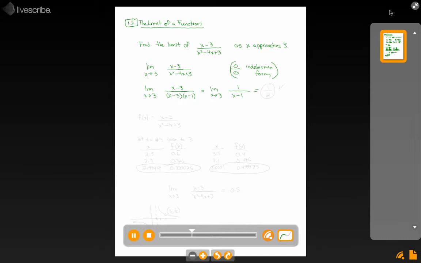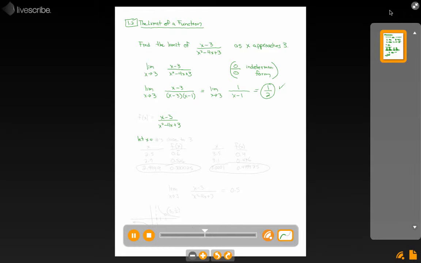Now, if my function was 1 over x minus 1 to begin with, I could have just put 3 in right off the bat and said this answer is 1 over 2. And so that is one of your main techniques of solving a limit, is to factor and then substitute in the number. If we didn't have that skill, we'd be stuck doing something like this, saying, okay, well, if we're trying to find as x approaches 3 and we have the function x minus 3 over x squared minus 4x plus 3, we're going to need to try numbers really close to 3. So, let's let x equal various numbers really close to 3.